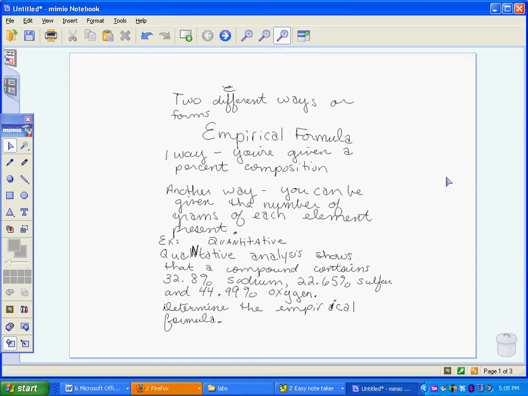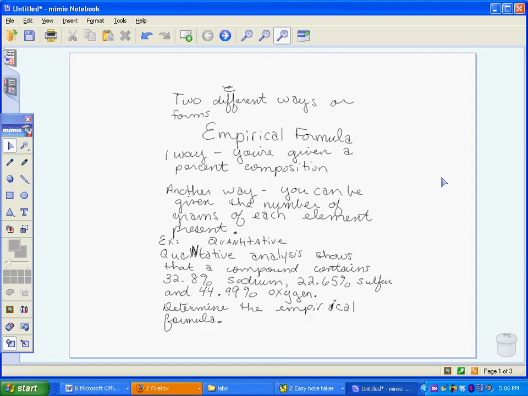Alright, there are two different ways that you might see empirical formula problems. One way is that you might be given a percent composition of something, or another way is that you might be told how many grams are present. Here's an example problem.